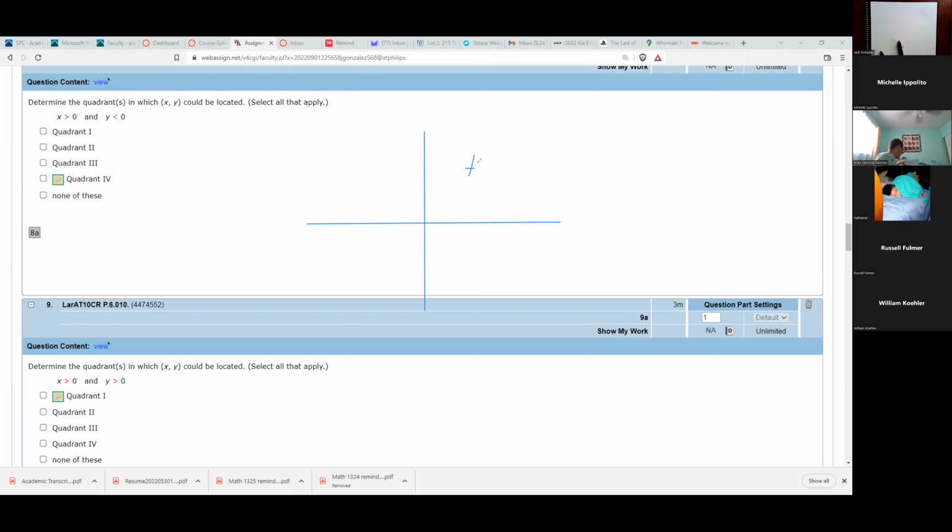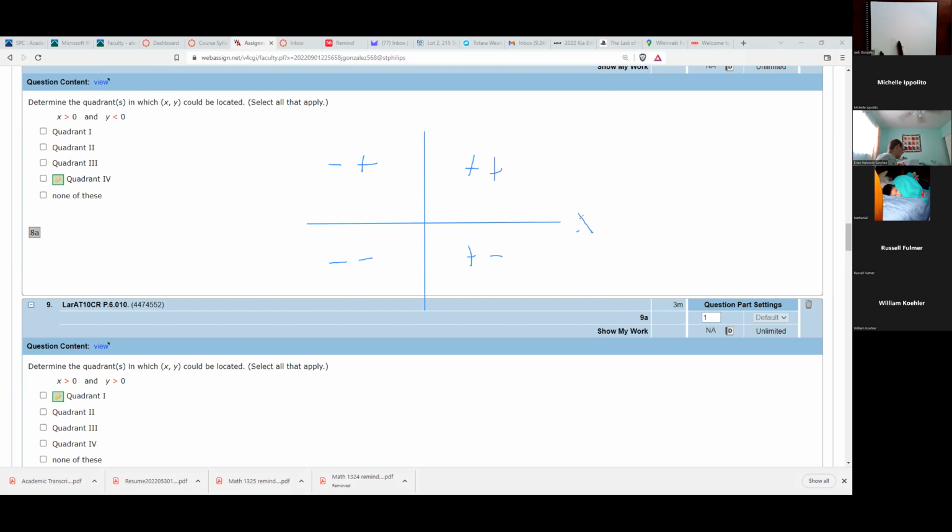So plus plus, minus plus, minus minus, plus minus, right? That's what we set up top. So the x-axis. This is the y-axis. Now, x greater than 0, y less than 0. This is telling you that x is positive and y is negative.